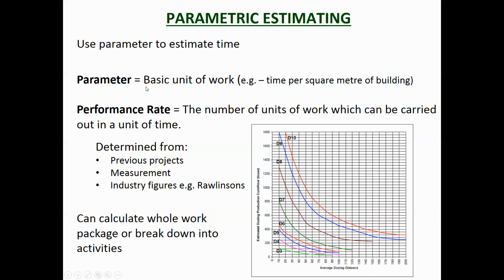Parametric estimating, a parameter is a basic unit of work. So square meter of building, or linear meter of pipeline, or whatever it is. So the number of units of work that can be carried out in a unit of time. So previous projects, measurement, or industry figures. So here's something straight out of Rawlinson's for bulldozers. A D6 bulldozer pushing material over a distance of say 80 meters can do about 120 cubic meters per hour. So this provides you with a bit of an idea of how long it's going to take.